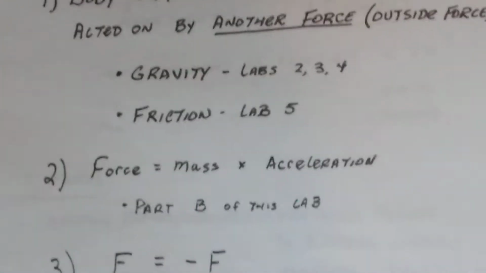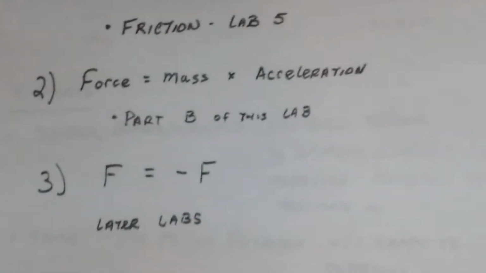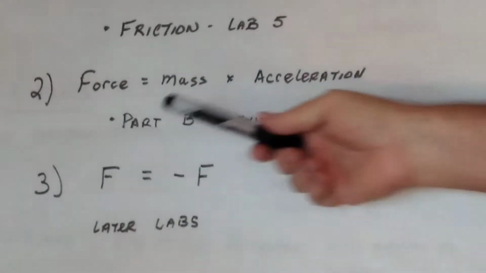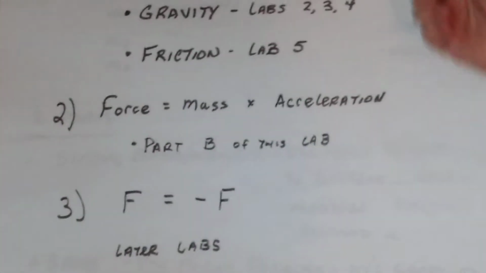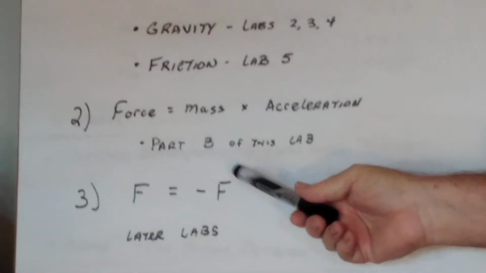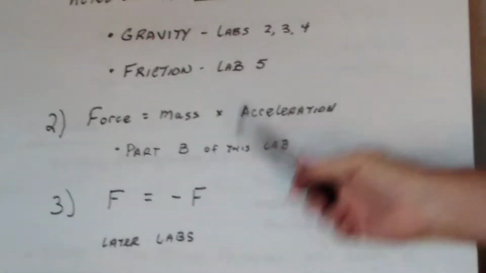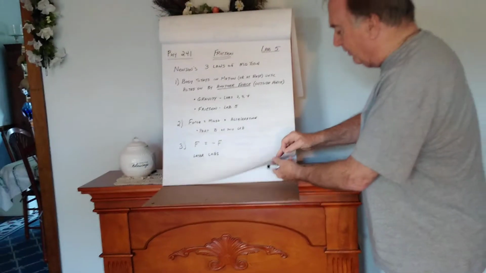Newton's second law is force equals mass times acceleration. We will also talk about that in today's lab. Part B of this lab will cover F equals ma. And Newton's third law is for every force there's an equal and opposite force, F equals minus F. And we will cover that topic in later labs.